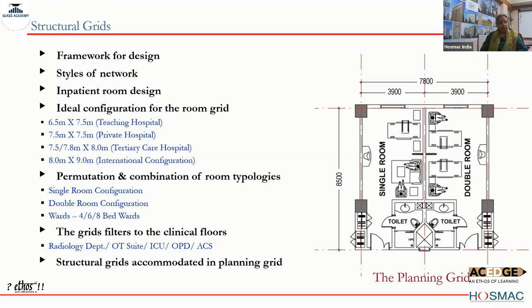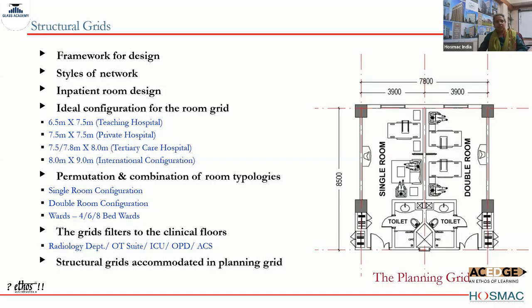Then a private hospital, which is of a lesser capacity, can go with 7.5 meters, but for the tertiary care hospital over here, I'm writing it is 8 by 8, I need to change that, but an international configuration is always more than 8.5 to 9 meters, okay? That really works well in our current times, and as it is time to be progressive, let's go with a grid which is conducive to hospital design.